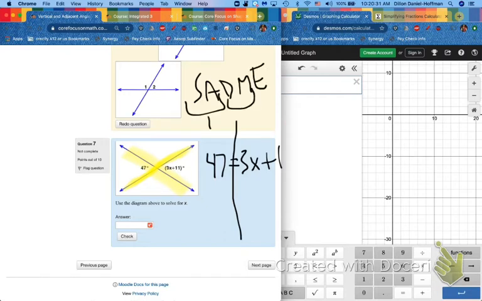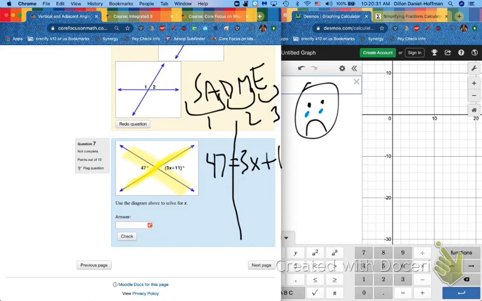And then we need to go to our acronym here, SADME. Here we go. Where we are subtracting and adding, dividing and multiplying, and then finally using exponents. Okay. So let's look at this.